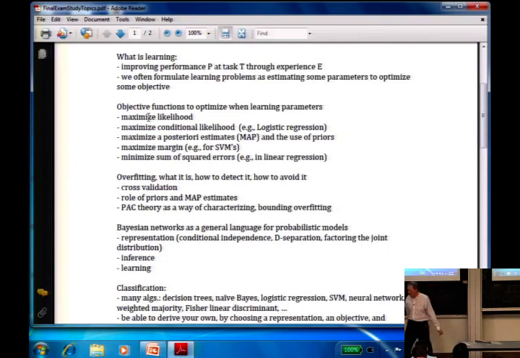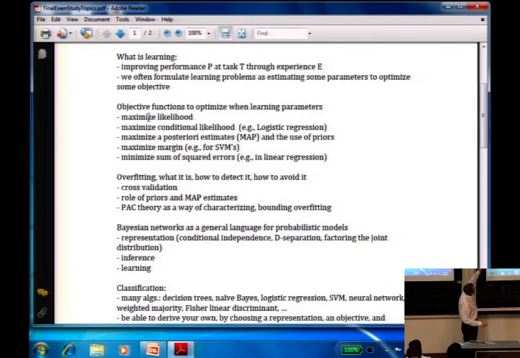So anyway, be sure you understand overfitting and the ways we have of dealing with it. We talked about putting priors on parameters as a way of dealing with overfitting. We talked about PAC learning as a way of characterizing how bad the test error can be if the training error was only epsilon, or if the training error was 0, we said first.